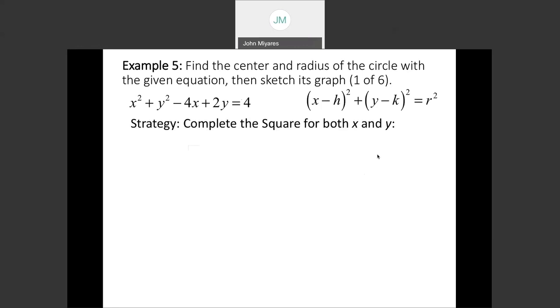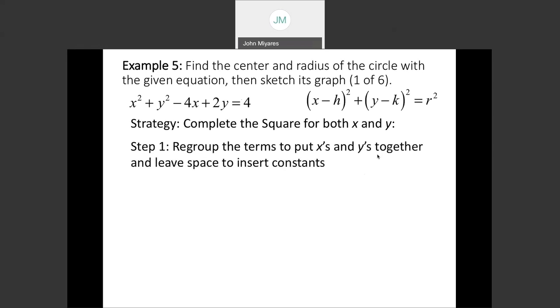The first step in completing the square for both the x and y terms is that we need to rearrange the terms to group the x's and y's together. Then we want to leave some space after the x term and after the y term to insert a constant.